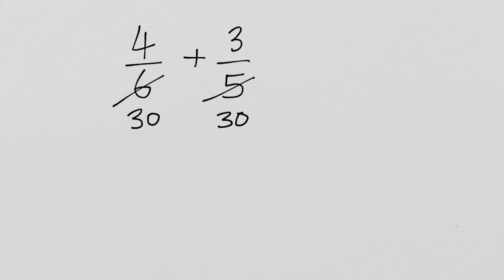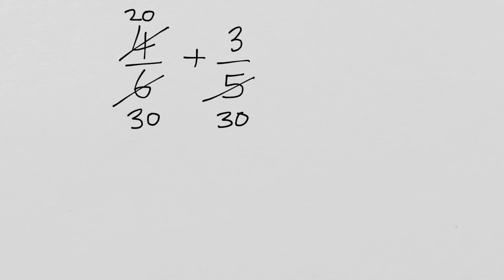Now, here is a step where kids tend to get messed up, so pay close attention here. In order to go from my 6 to my 30, what did I have to do? Well, I had to times by 5, right? 6 times 5 is 30. So I also have to times the top by 5, right? If I times the bottom by 5, which I did, I have to times the top by 5. 4 times 5 is 20.